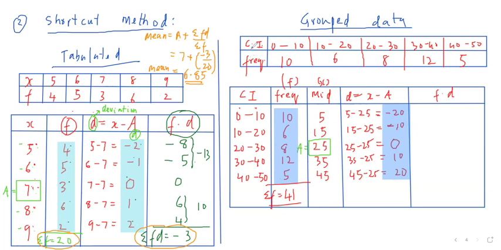Yash Agarwal, can you hear me? Yes, sir. Okay. Please tell me what the value for F into D will be. Sir, first one is minus 200. Then minus 30. Then 30? No, 60. Sorry, 60. 60, yeah. Then 0. Then 120 plus 120. Then plus 100. 20. 5 into 20 is? Plus 100.